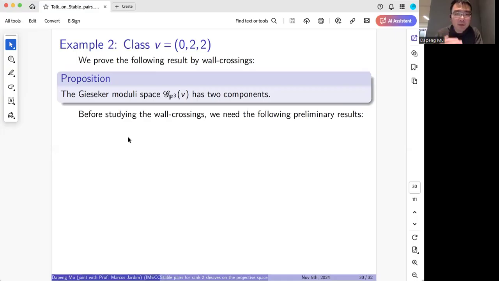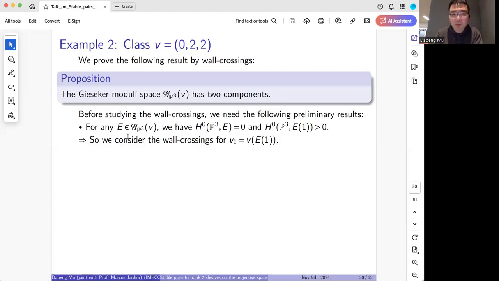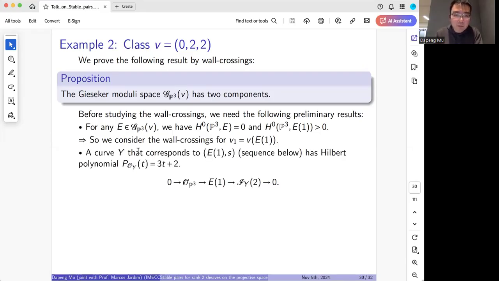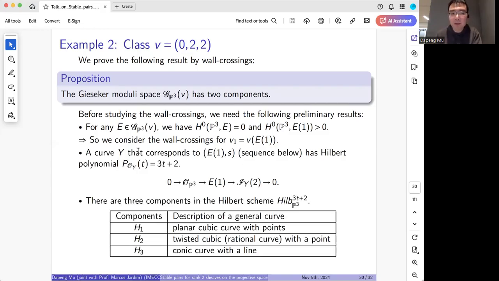So okay, I think my time is up. Let me just briefly go through some key steps. Firstly, we should consider wall crossings for V twisted by 1, as before. In this case, we managed to prove that any Gieseker stable sheaf, when you twist it by 1, always has a section. That is the reason we use the class V1. For the corresponding curve, we can compute that it has Hilbert polynomial 3t plus 2. And here's the description of the Hilbert scheme. There are 3 components, H1, H2, H3.